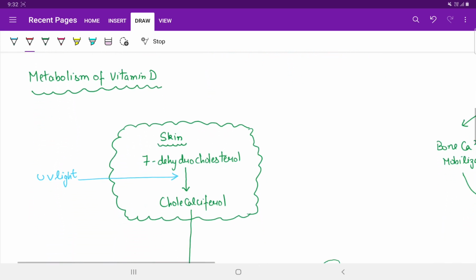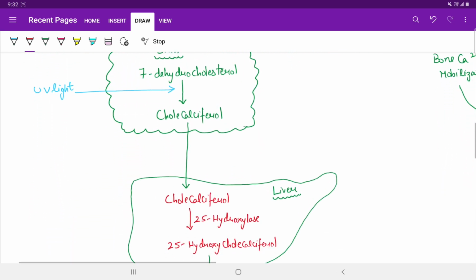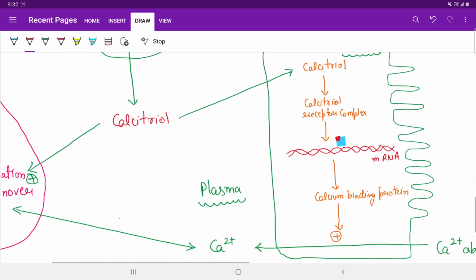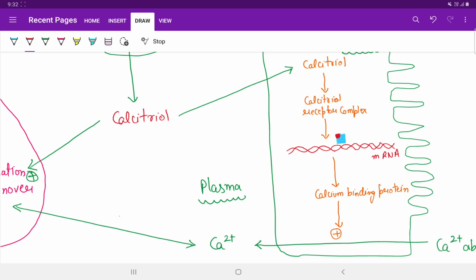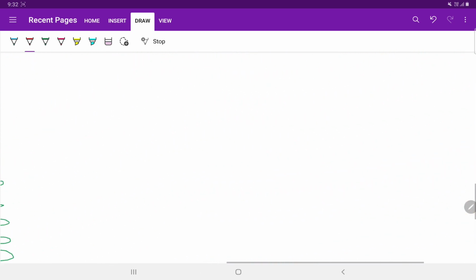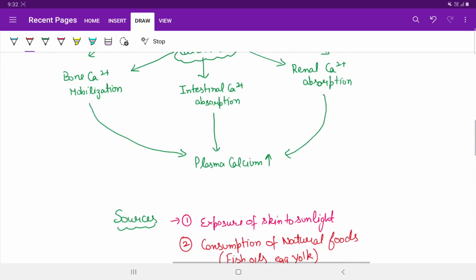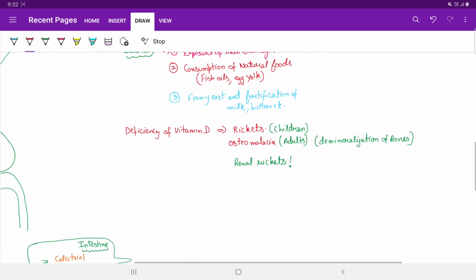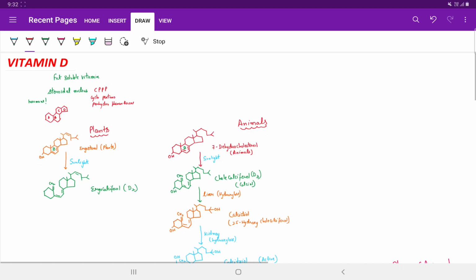The metabolism of vitamin D, you can see here how cholecalciferol is subjected to formation of calcitriol and how calcitriol helps in the formation of bones and absorption of the calcium. Next comes the summary of the metabolism and then the sources and deficiency of vitamin D. So students, this was all regarding the vitamin D.